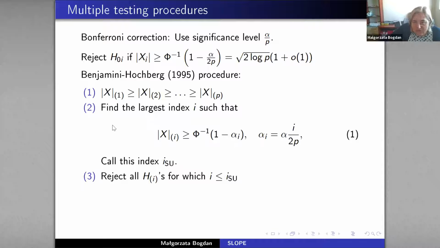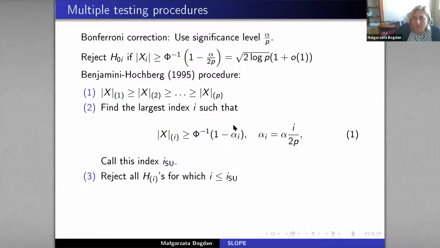Now this is interesting. You do not use the same threshold for every test. You decrease the threshold. This is a very funny procedure, as it might look. It is not like in Bonferroni, where you have one critical value. You sort your x's in absolute value from the largest to the smallest.